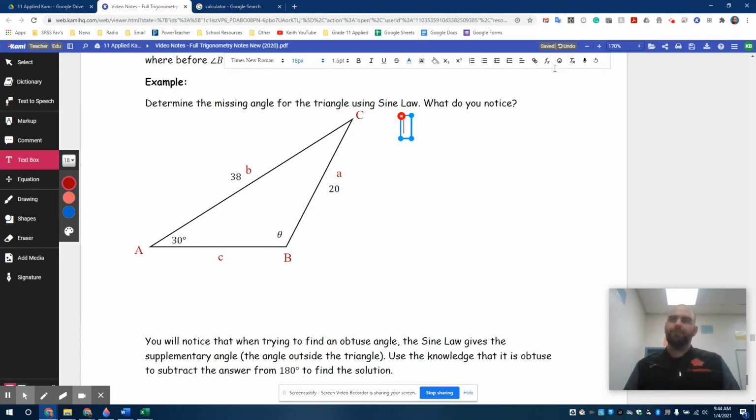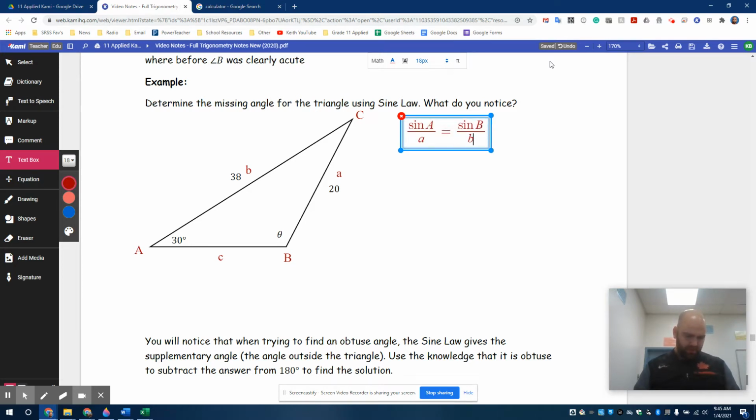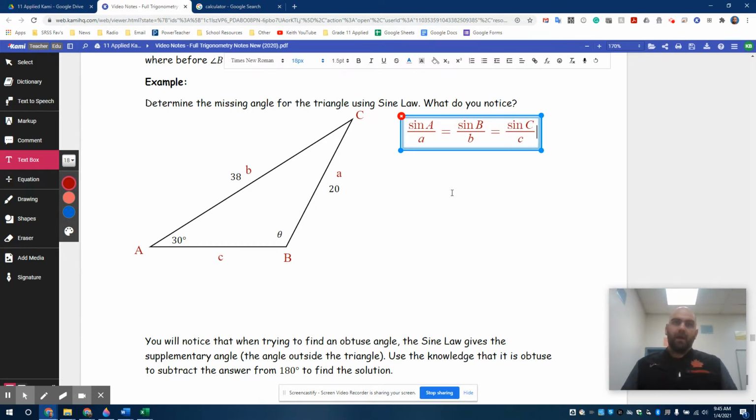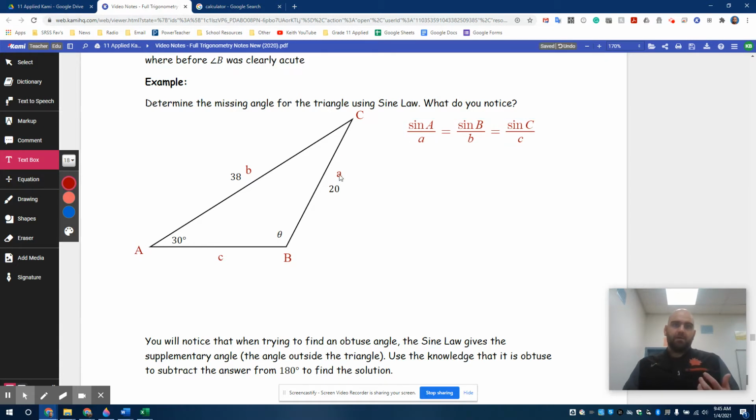Now, sine law, when we type it out, looks like this here. Sine A over little a is equal to sine B over little b, which is equal to sine C over little c. Okay. Here we have big A, little b. We want to try to find big B. We can use the first little part of sine law.